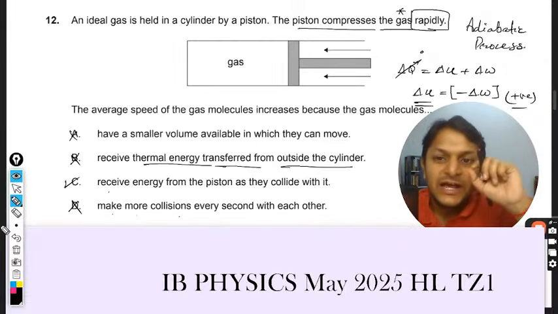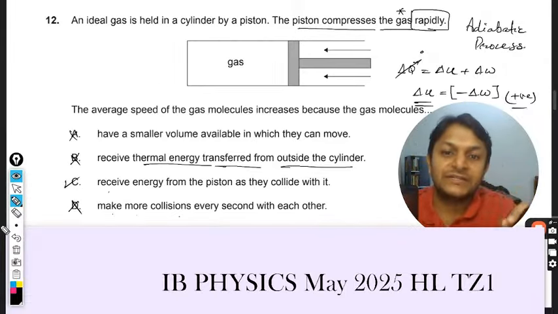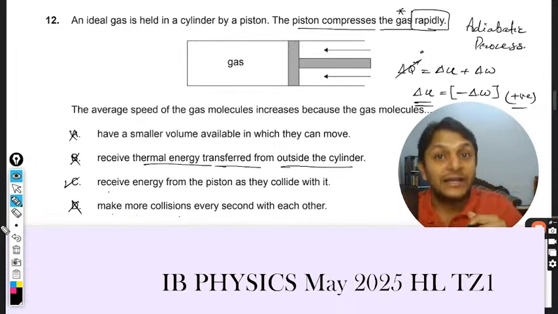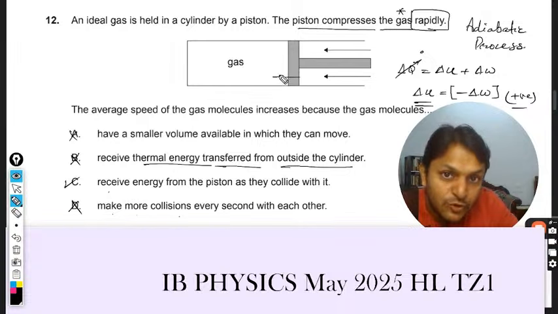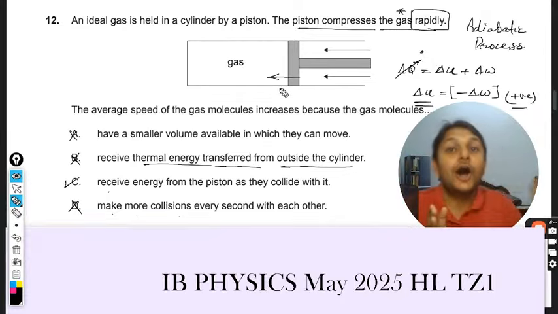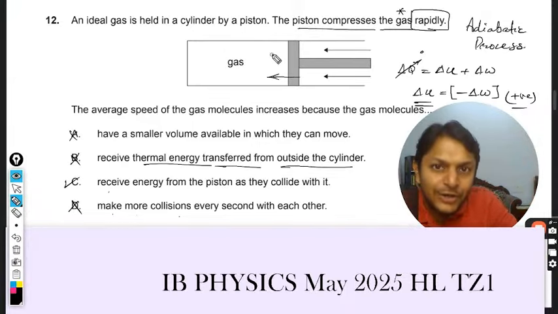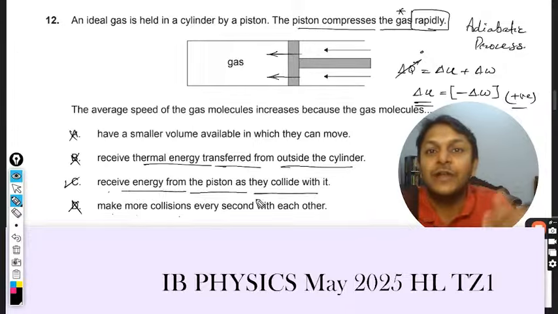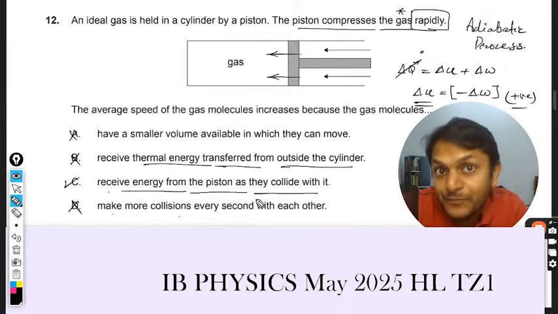Now listen to me. Receive energy from the piston as they collide with it. Might be that they're referring to the work done by the piston. So when the piston is moving here, work is done by the piston on the system. So work is done on the system. We can say that yes, the energy is received from the piston as they collide with it more often now.